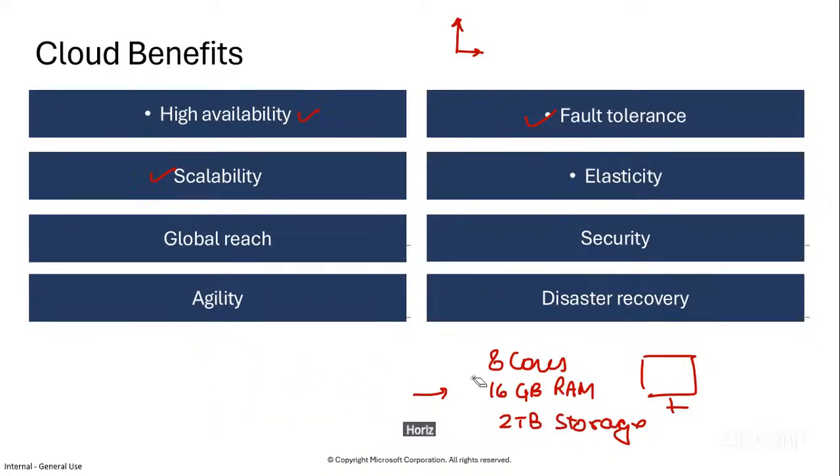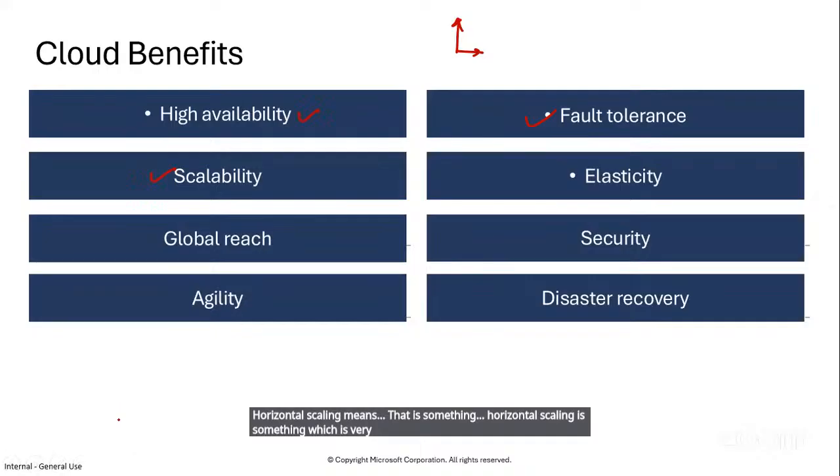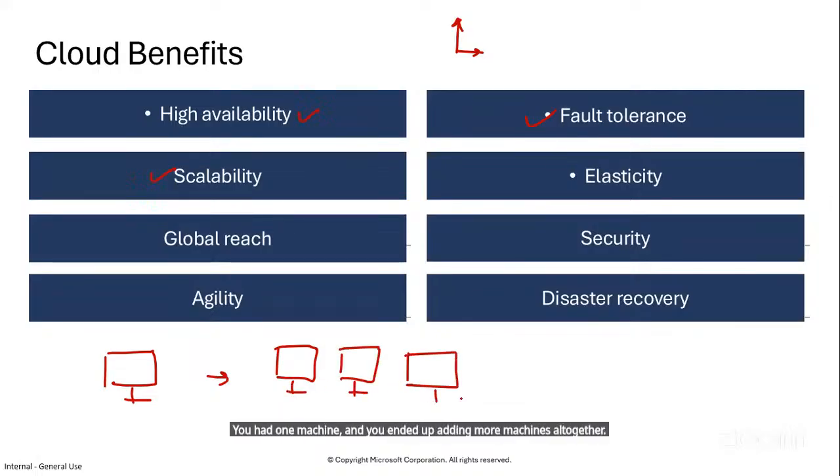Horizontal scaling is something which is very useful for us also. You had one machine and you ended up adding more machines altogether. All right. So vertical scaling, you increase the capacity of the existing instance. Horizontal scaling, you add more instances. That is called horizontal scaling. So I'm adding more machines.